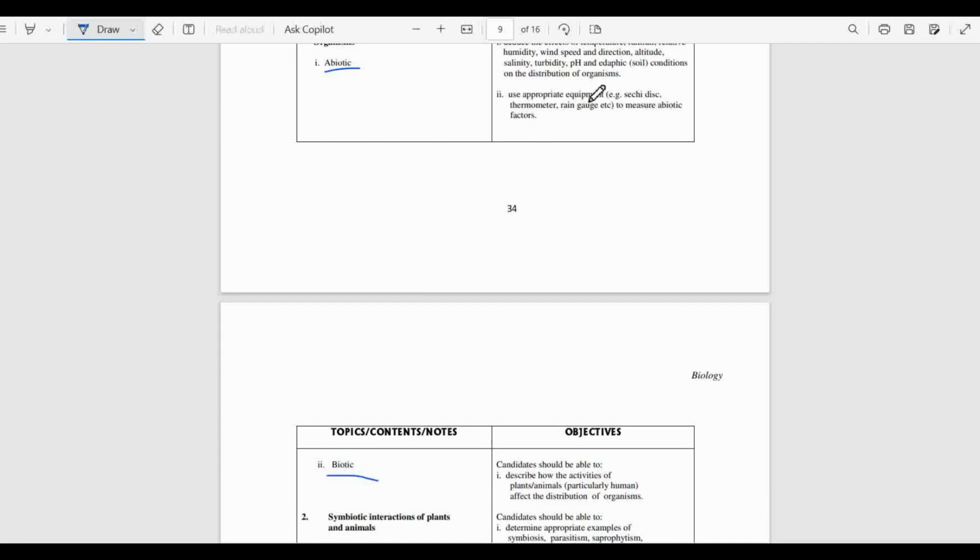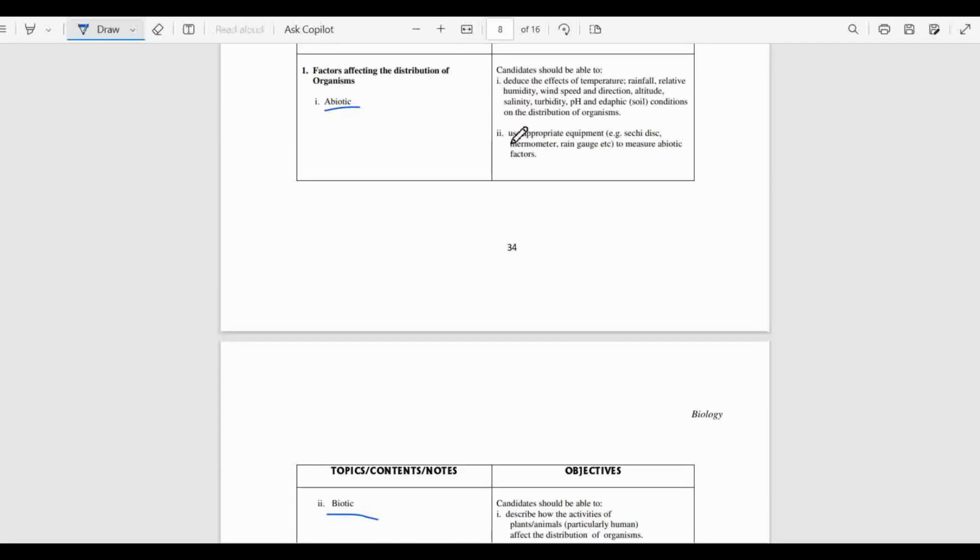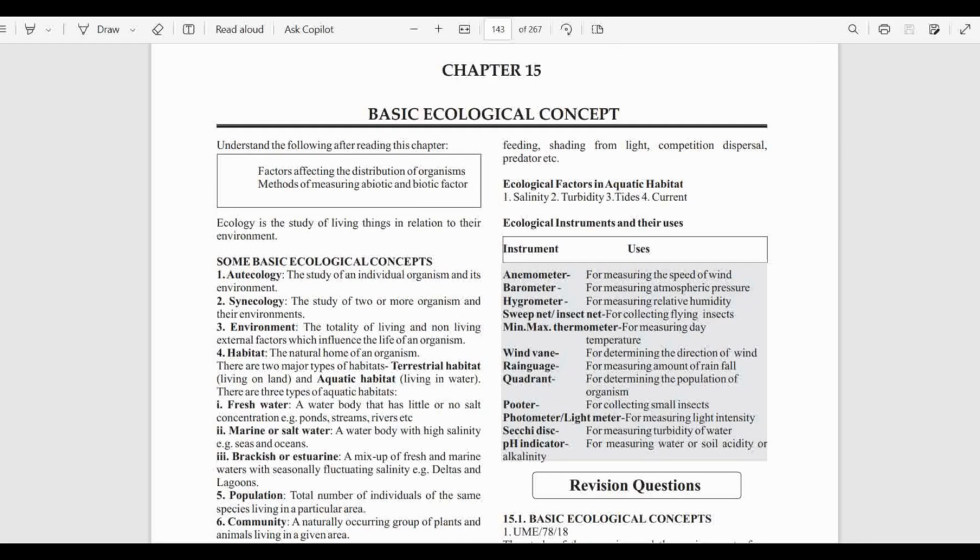So you should also be able to measure this abiotic component, like temperature, rain, turbidity, pH, the soil conditions, and how all of these affect distribution of organisms. I'll tell you, this is one of the shortest topics in the JAMB syllabus, and we're going to be using about 30 questions to explain this topic. Going back to the book, Explicit Biology, if you can get it, I would advise you do. If you can't, let's continue following the lectures online here.